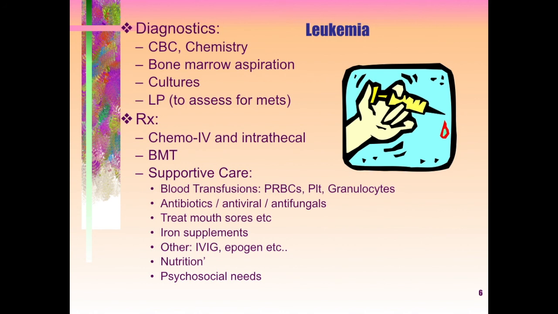They might be on iron therapy to promote blood cell growth, and then giving the epogen, neupogen, etc., promoting nutrition, and then addressing the psychosocial needs. So this ends leukemia.